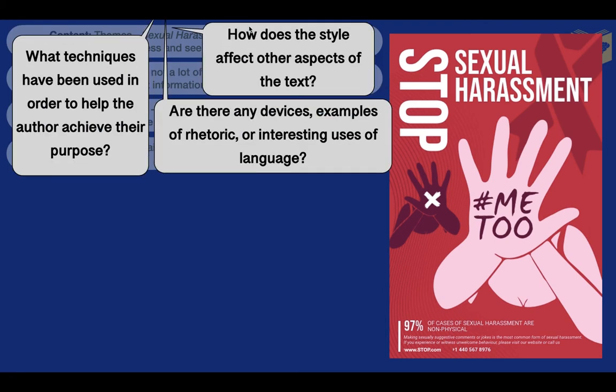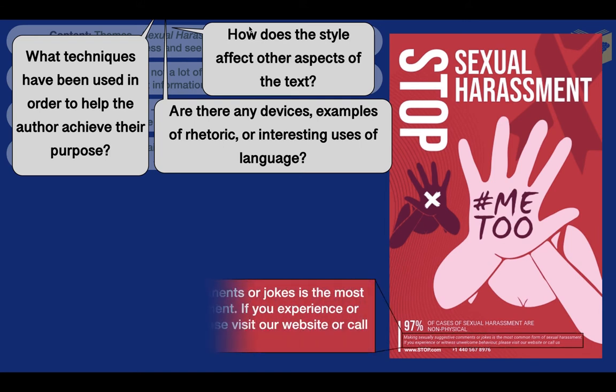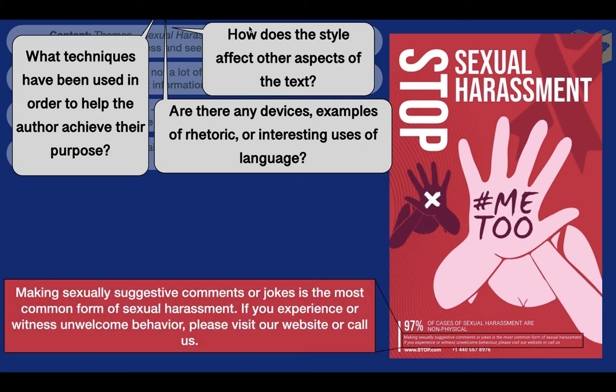Think about what techniques have been used, or identify and analyse any devices or examples of rhetoric, or interesting uses of language. I'll blow up the smaller text so we can analyse that too, as language is important. Well, the title is very direct. It's an imperative or an order, calling people into action. The text has multiple examples of sibilants, repeating the S sound, and this highlights how sinister sexual harassment is. The use of a ribbon in the background also links this to a worthy cause, as the ribbon has become a symbol of social causes.